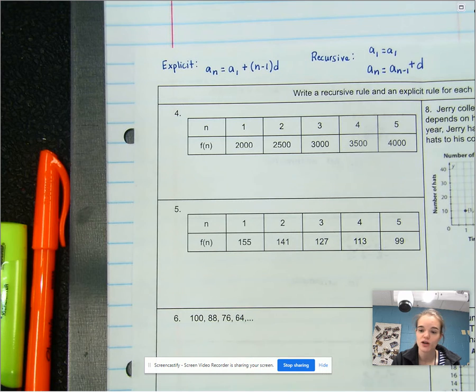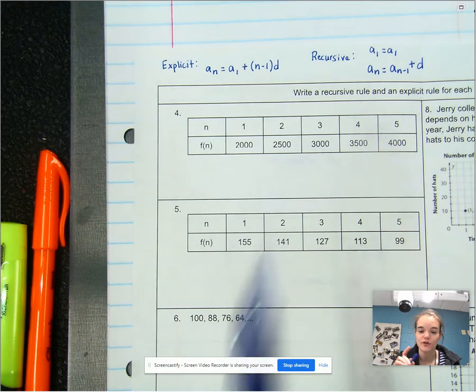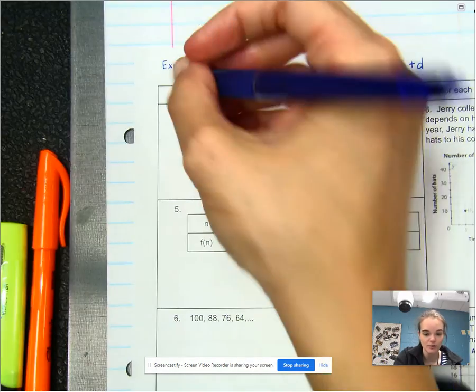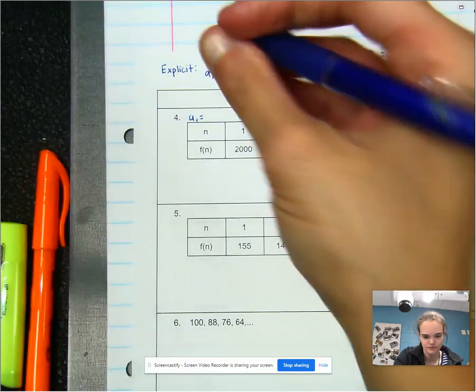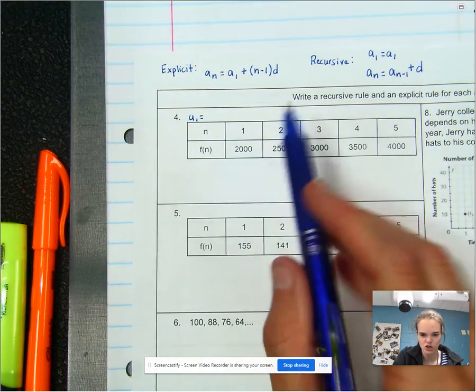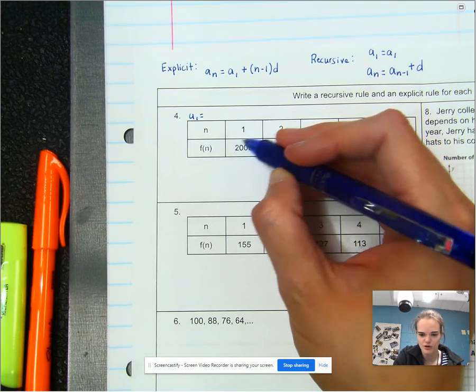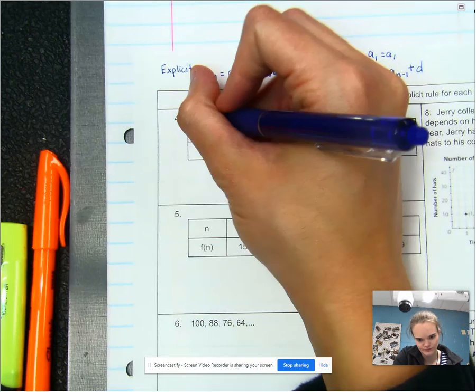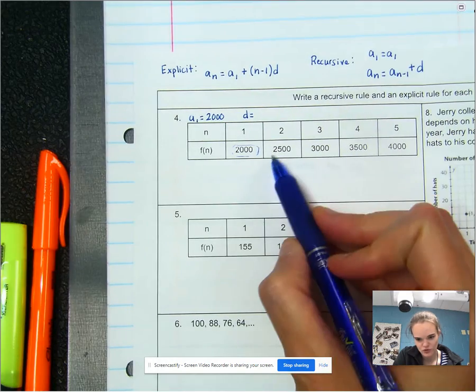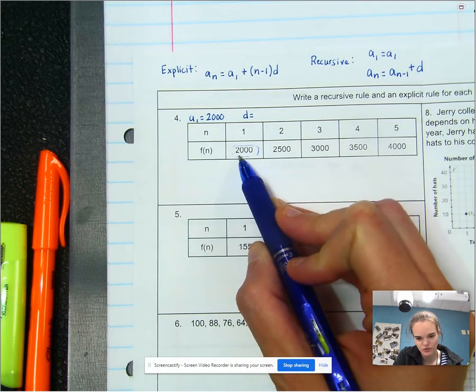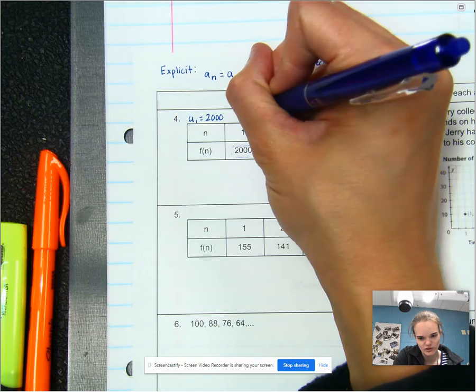All right. The instructions say write a recursive rule and an explicit rule. We have to do both, okay? We are going to go ahead and find the first term and the difference for all of these, and we're going to do it up here because that's not the answer. The answers are going to be these two. The first term, here is the position number. That means the first term is 2,000. The difference is 2,500 minus 2,000, which is 500.